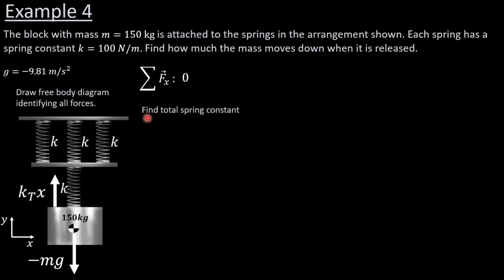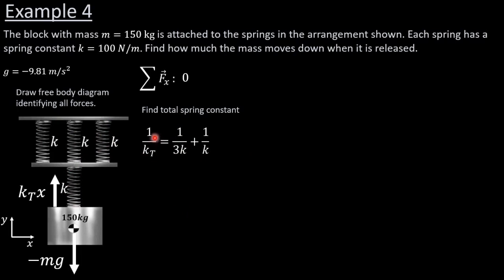So first we need to find the total spring constant. If we take these 3 springs and add them up to get 3k, we can imagine there's one spring with a spring constant of 3k, and that spring is connected in series with this spring here, which has a spring constant of k. So 3k is the combined stiffness for these 3 springs, and because they're in series with this spring, we write it like this.